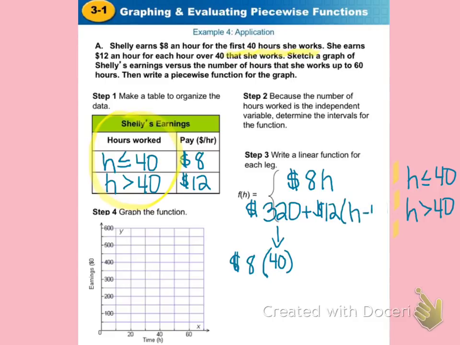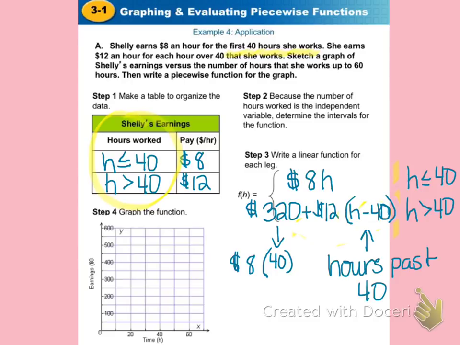H minus 40. So why we have to use H minus 40 is because we have to take into account that if we're at this part of the function, we've gone past 40 hours, and those 40 hours have already been paid for right here, right? This has already been taken into account, that the first 40 are paid at $8 an hour. So what this is going to take care of is right here. This is just the additional hours that she's getting the $12 at.